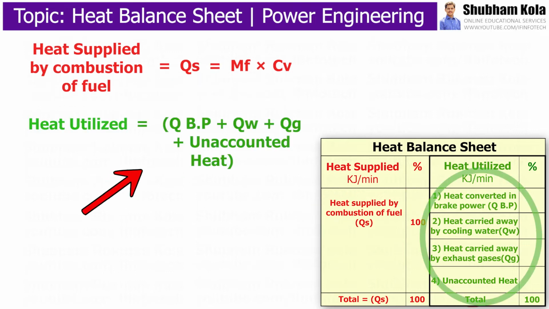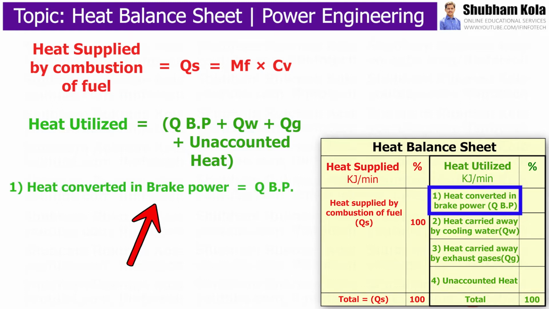Here the utilized column has 4 values. Those are heat converted into brake power, heat carried away by cooling water, and heat carried away by exhaust gases. And the rest of the heat is unaccounted heat. That part of the heat is lost by convection and radiation, as well as due to leakage of gases. These 4 together make up 100% of utilized heat.